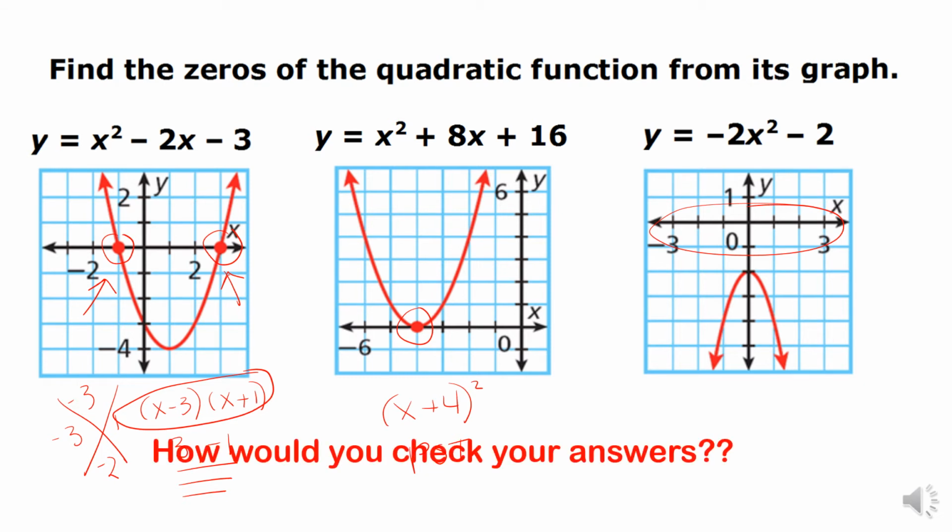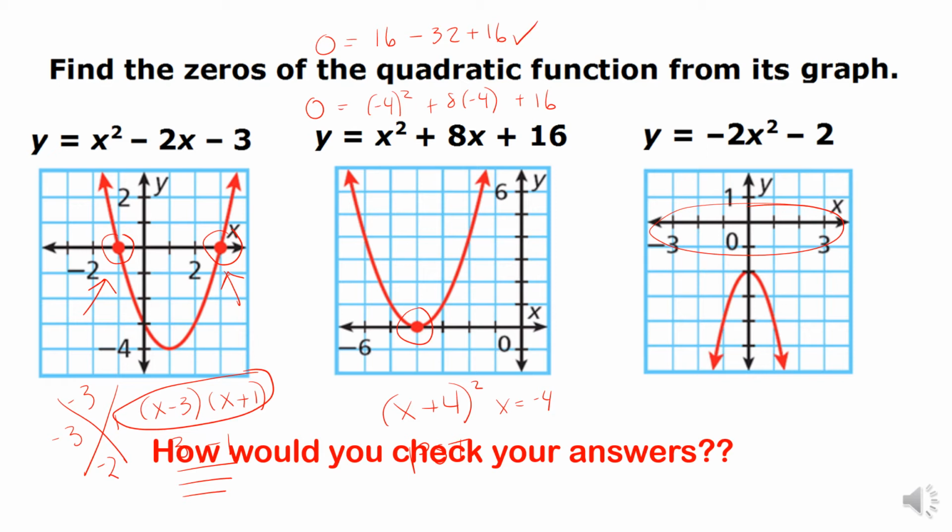Okay, so how would you check your answers? This is a fun thing. When you get the answer x equals -4, if you plug that number in here, -4 squared plus 8 times -4 plus 16, it will equal 0. So I get 16 minus 32 plus 16, and that equals 0. So it does work. And there you go.